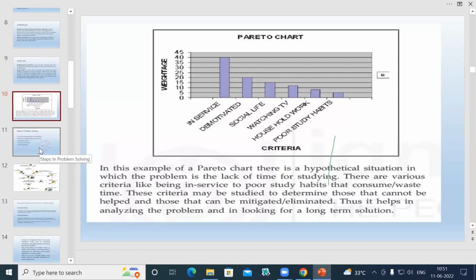So that consume waste time. So these criteria may be studied to determine those that cannot be helped and those that can be mitigated or eliminated. So it helps in analyzing the problem and in looking for a long-term solution. Next slide, please.